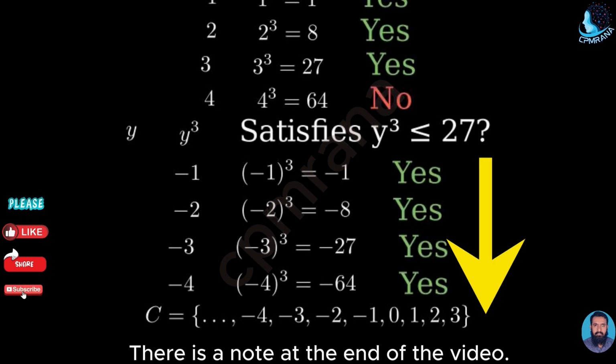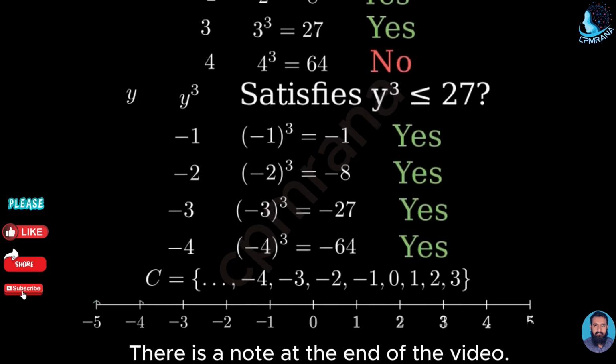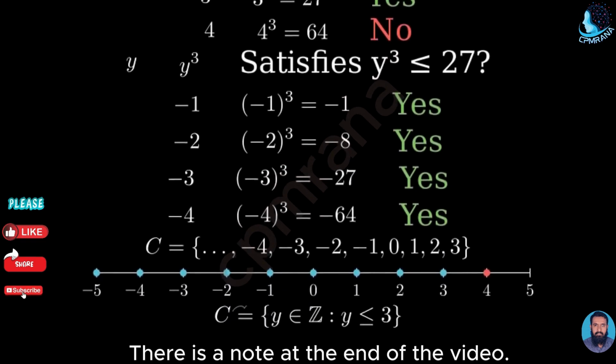In fact, all negative integers will work because their cubes will always be negative, which is less than 27. Therefore, our set C includes all integers less than 4. Let's visualize this on a number line. The blue dots represent the integers that are in our set C, and the red dot shows where the set stops at y equals 4.